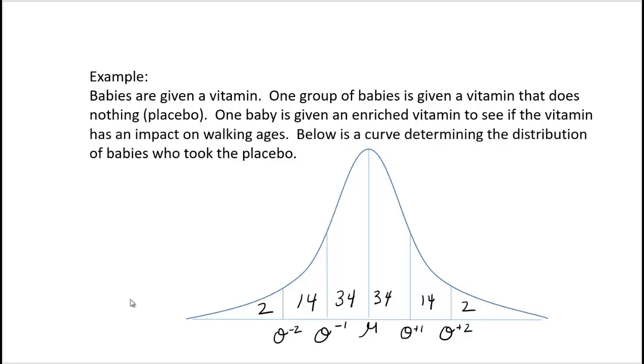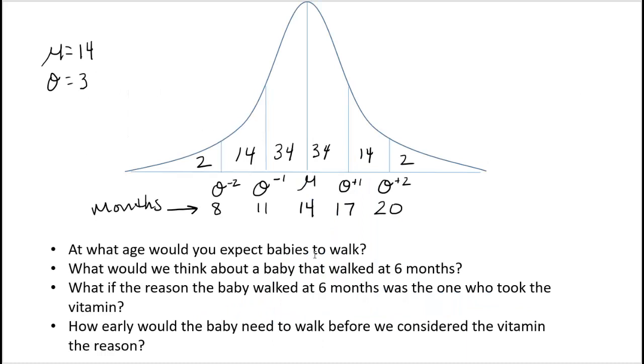So let's put some numbers to this with our example. In our example, the average walking age of the babies who took the placebo, who took the regular vitamin, was 14 months, with a standard deviation of 3 months, meaning that if you go 1 standard deviation above the mean, you walk at 17 months because that's 14 plus 3. The second standard deviation above the mean is at 20 months because that's 17 plus 3. Going below the mean, if a baby walks 3 months earlier, then they walk at 11 months. That's 1 standard deviation below the mean. And then if a baby who took a regular vitamin walks at 8 months, that is 2 standard deviations below the mean, or 8 months.